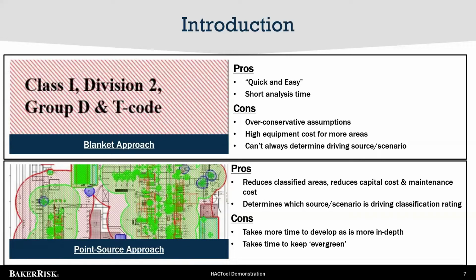And so we know if you have a more tailored contour, that can lead to a reduction in capital costs, as now your classified areas might shrink as it conforms to your specific layout and your specific processing unit, as opposed to the blanket approach, which coats the entire area, which may result in more maintenance costs, more capital costs. So again, HACTool has the ability to do both approaches, but it really shines in that point source approach, leading to reduction in capital cost and maintenance costs.